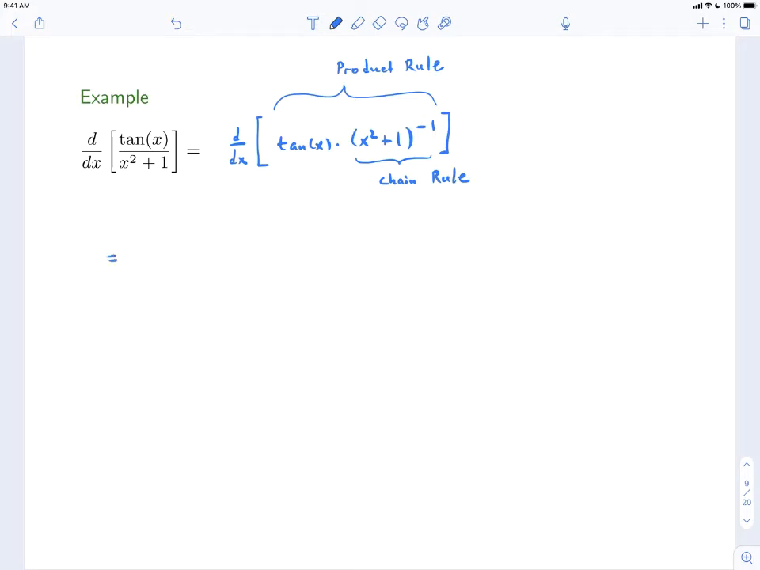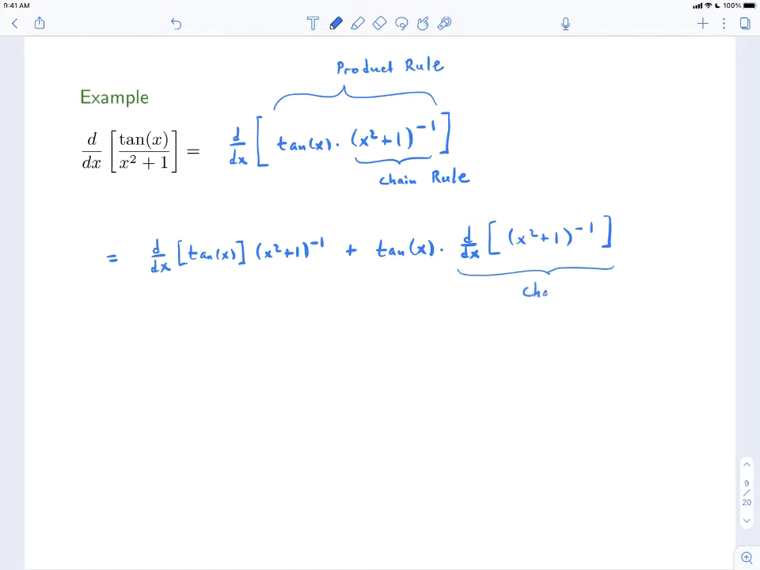So we're going to use the product rule. So it's the derivative of the first. So it's the derivative of tangent at x times x squared plus 1 to the negative 1 plus the first times the derivative of the second. So the derivative of the second is the derivative of x squared plus 1 to the negative 1. And it's this term here that we use the chain rule on.